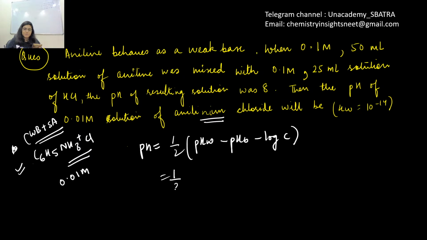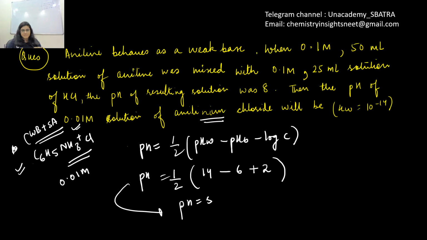Now just substitute the values. pKw is 14, pKb is 6, and this log C value is already given to you, that is 10 to the power minus 2, so this is plus 2. So now what's the pH of the solution, everyone? Quickly write down in the comment section. What is the pH of the solution now? pH is equal to 5. Just calculate this expression and you will get pH equal to 5, right?